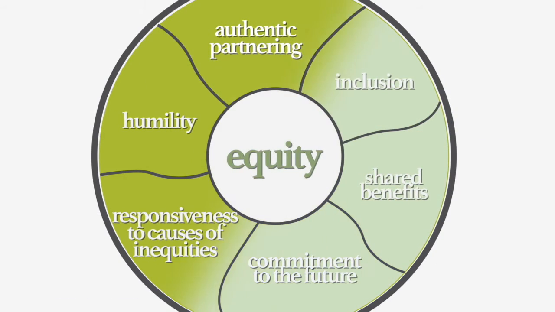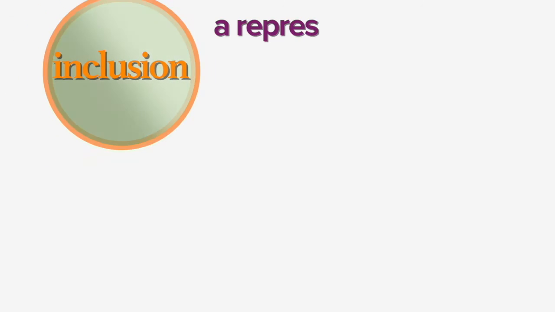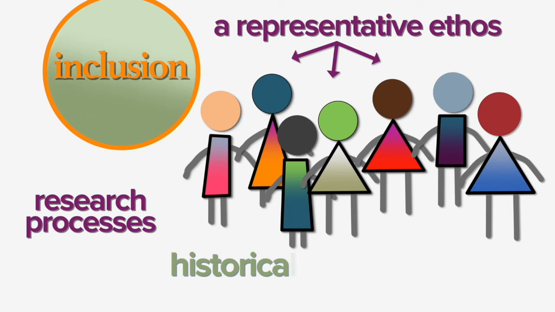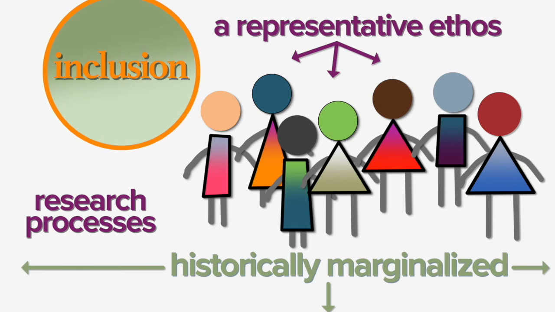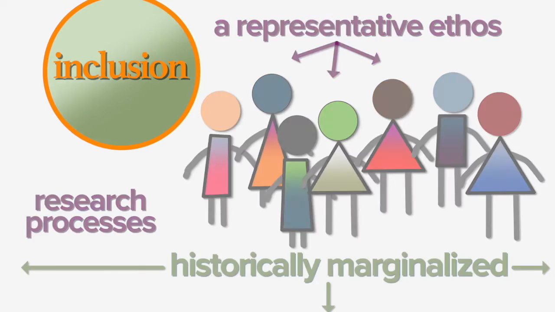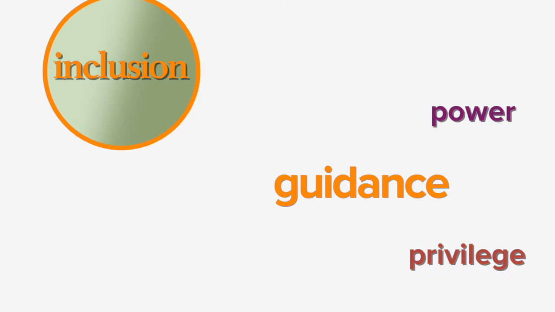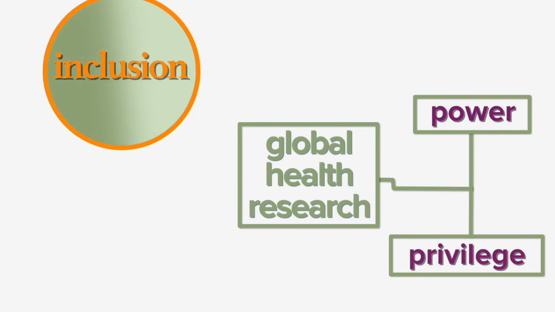The principle of inclusion. The principle of inclusion speaks to our efforts to ensure a representative ethos in research processes, particularly of those who have been historically marginalized. This principle, like the others, offers guidance on ways in which often hidden issues of power and privilege can be explored in global health research.